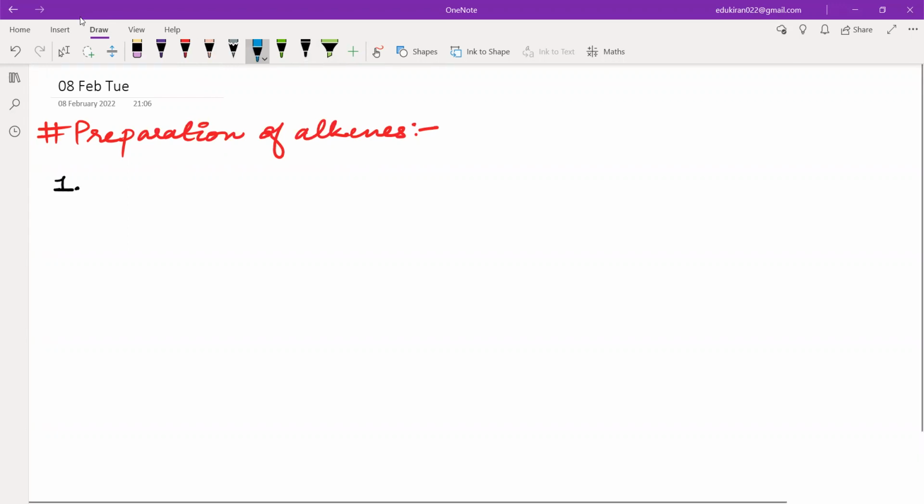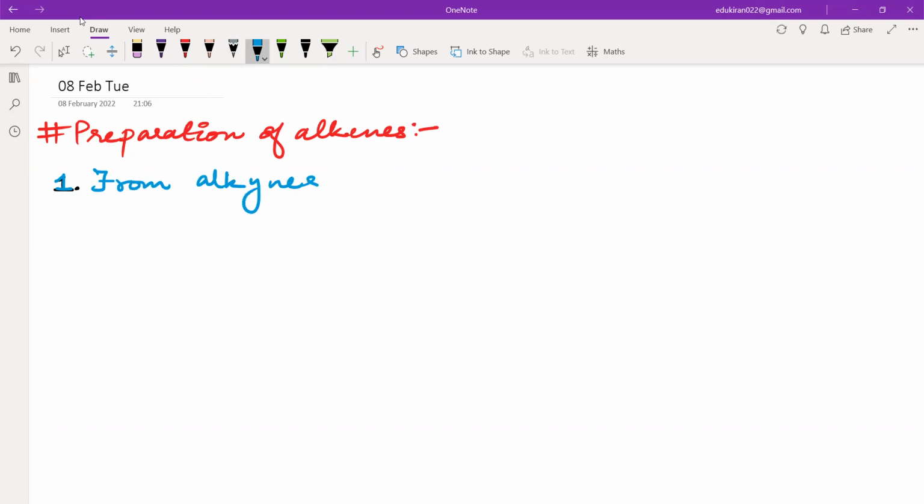from alkynes. So in alkynes we have two different reagents. So you have C triple bond C, which is bonded to R, let us say R1, and this carbon is bonded to R2, some different groups. So there are two reagents.